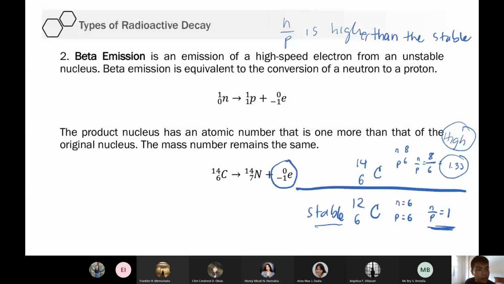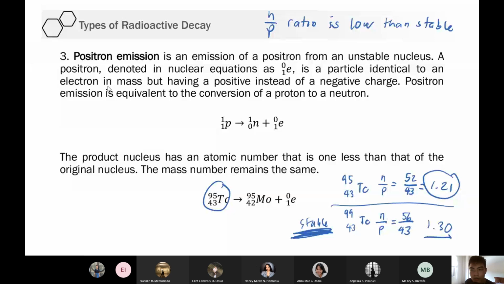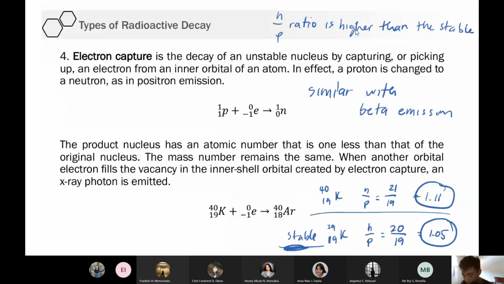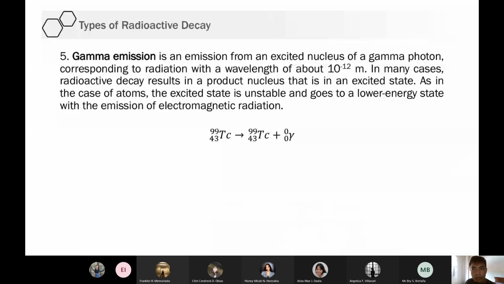Positron emission, this happens when the neutron-proton ratio is small, lower than the stable. Electron capture, this is when neutron-to-proton ratio is higher than the stable. By the way, kapag electron capture, yung electron ay nasa reactant side. Susundin mo lang yung format. Alamin mo lang kung ano yung gagawin niya. So, gamma emission, kapag may rearrangement lang. So, basically, walang magbabago sa element.